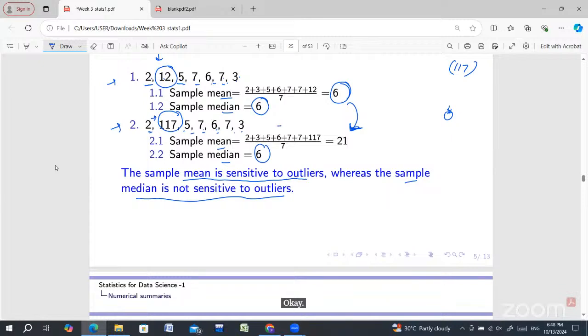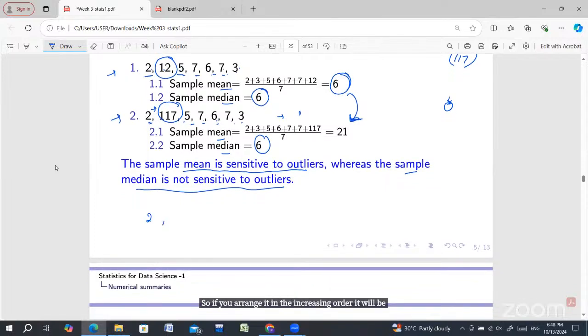So if you arrange it in increasing order, it will be like this: 2, 3, 5, 7, 7, and 117. Right? Is it correct? Check it. 6 is remaining there. Yes, 6. Okay, so you have arranged the data set in this way. And you can similarly arrange the first one also: 2, 3, 5, 6, 7, 7, and 12.